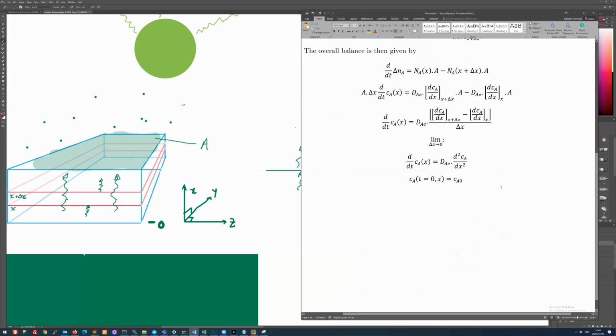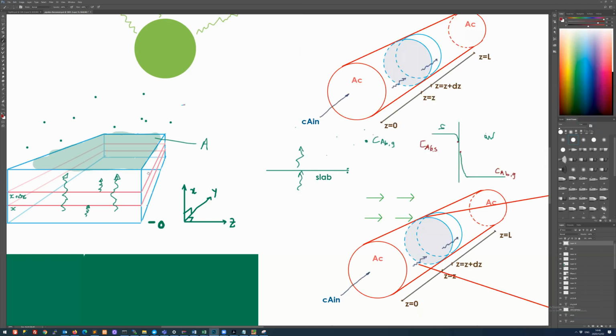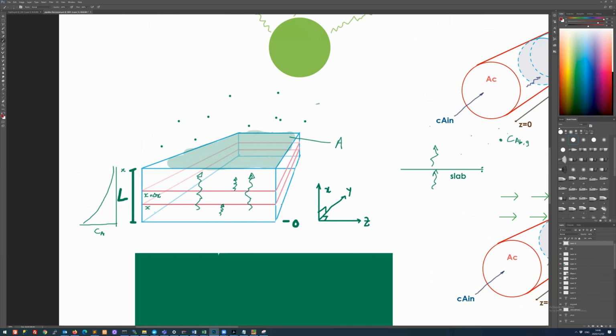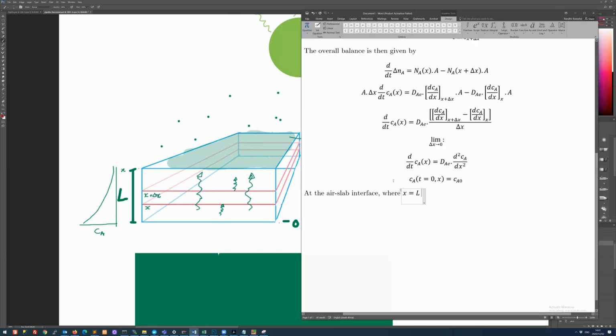All this discussion is over this boundary condition, right? So at the air-slab interface, where x equals L. Remember from our picture here, we defined L. We said x is 0 down here, and the thickness of the slab is L. So that means we are talking about the x equals L position.